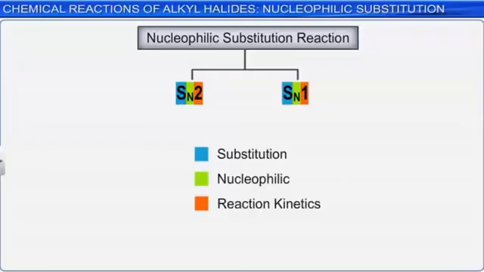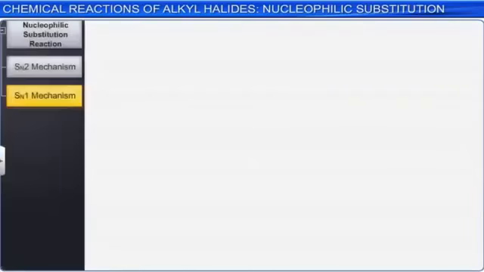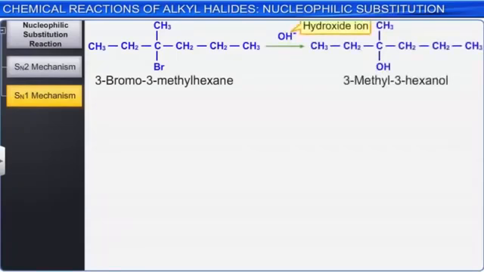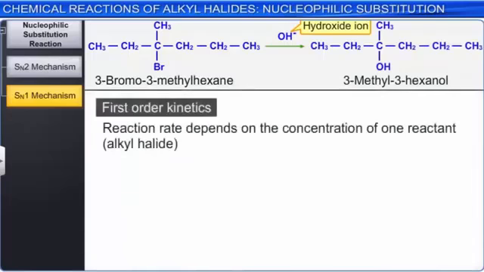Now, it's time to turn our attention to the other mechanism called the SN1 reaction mechanism. The reaction between 3-bromo-3-methyl-hexane and hydroxide ion to yield 3-methyl-3-hexanol can be taken as an example of an SN1 reaction. The reaction shows first-order kinetics, as the reaction rate depends only on the concentration of the alkyl halide and not on the concentration of the hydroxide ion. The reaction occurs in 2 steps.